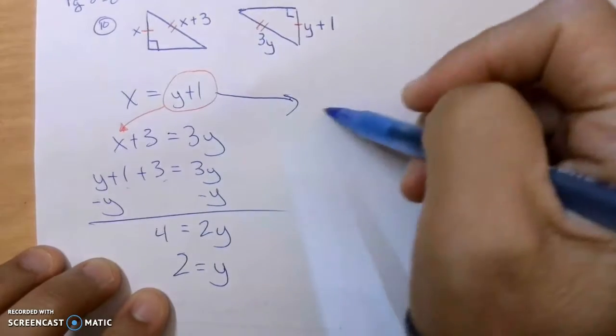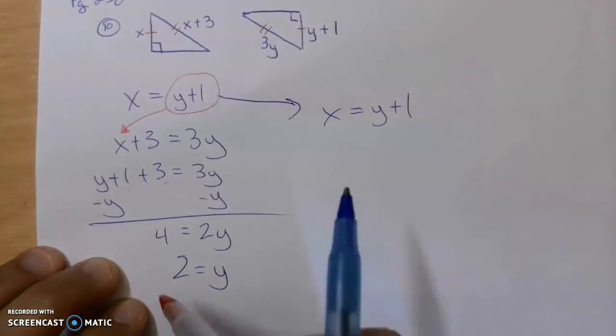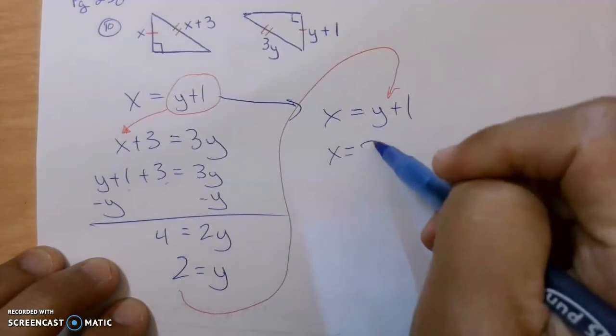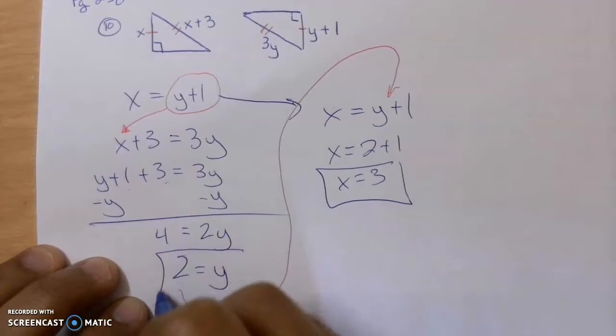And then, of course, use one of these equations to solve for x. I now know y is 2. So simply plug in a 2 there, and it looks like x is 3. So x is 3, y is 2.